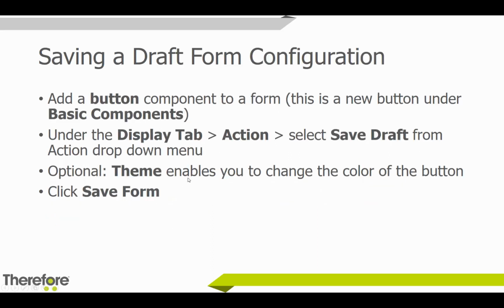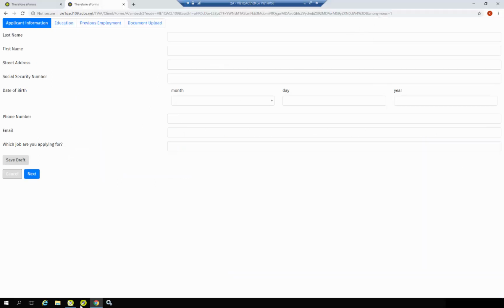So saving a draft form, the configuration is really easy. You just add a button component to the form, then you just select Save Draft as an action underneath the display tab, and then you can optionally change the theme, which changes the color of the button, and then you can save the form. Let's try doing that.